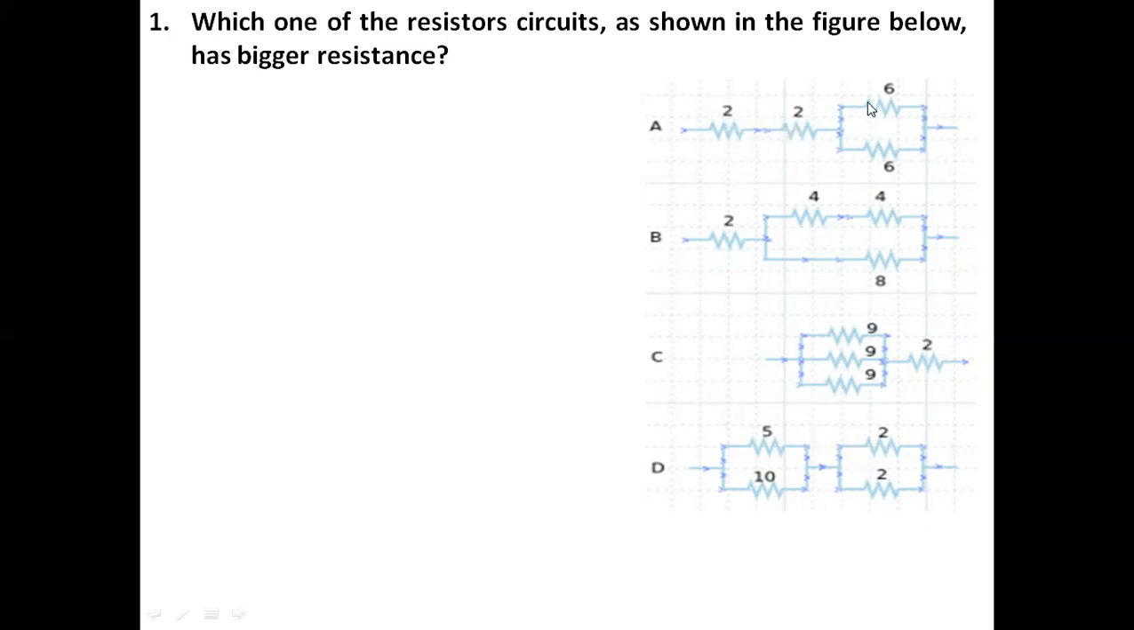R1, R2, R3, R4. So these R3 and R4 are connected in parallel. You need to find out the equivalent of this first, and then whatever value you are getting is in series with these resistances. First you find out the parallel resistance here, and then combine this one in series, and we will get the equivalent value of this.